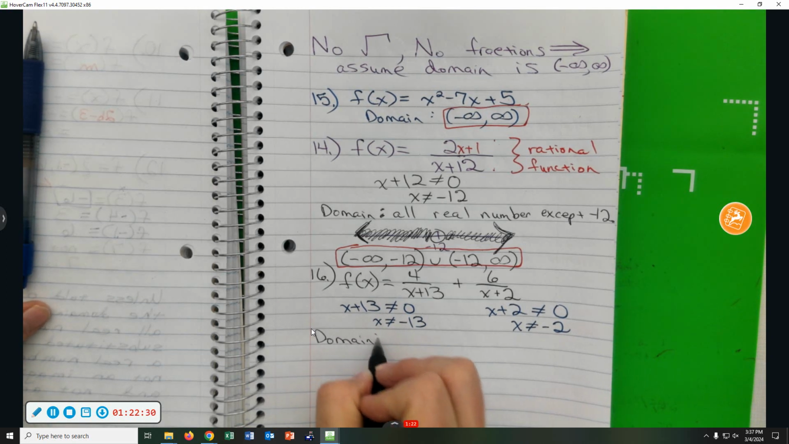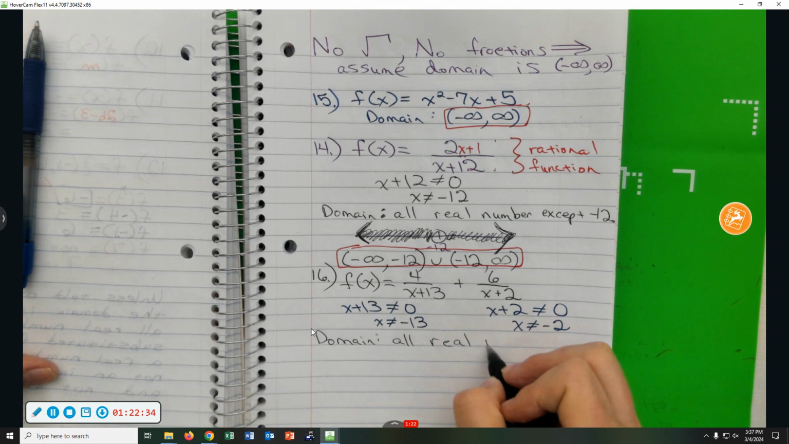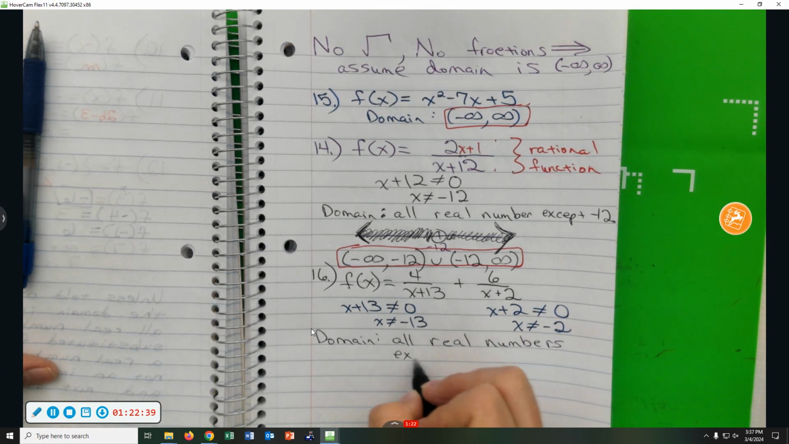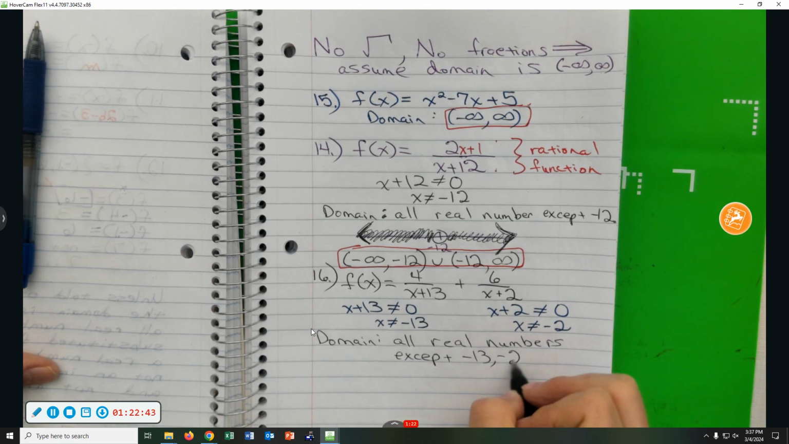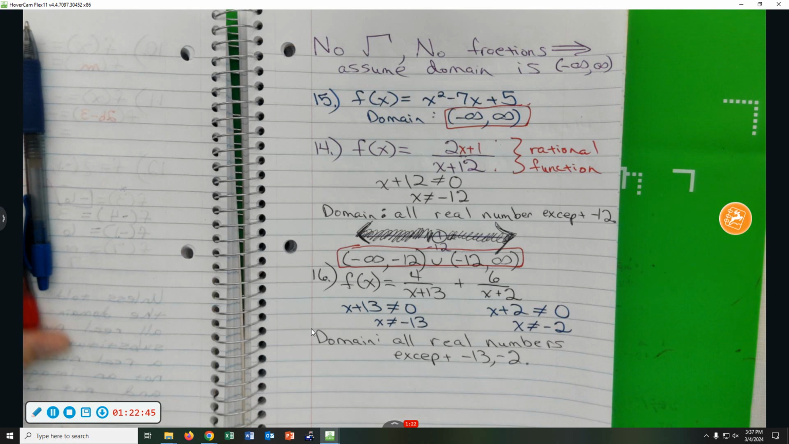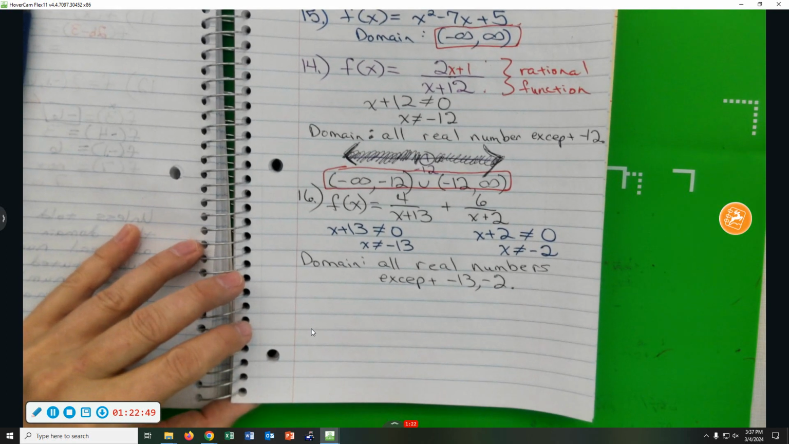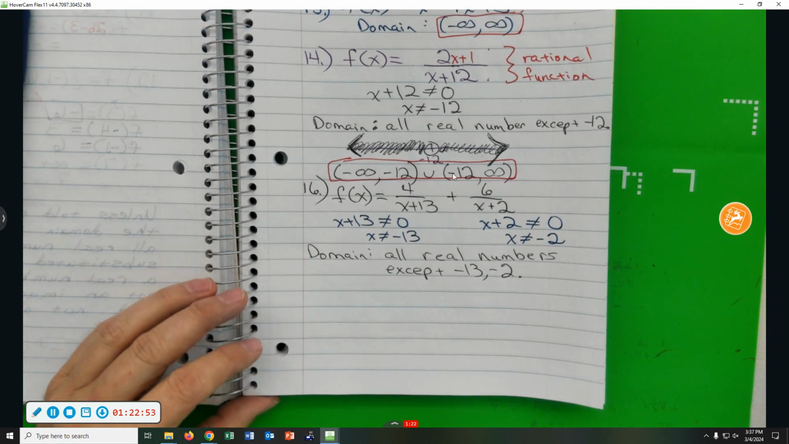I'm going to write it out in words. This is the last time I'll do that. All real numbers except negative 13 or negative 2. People that have done this a long time sort of dislike the fact that all of a sudden you've got to write everything in interval notation.